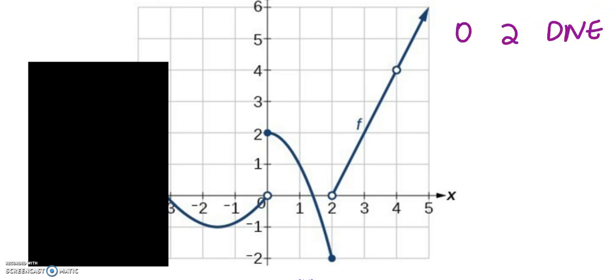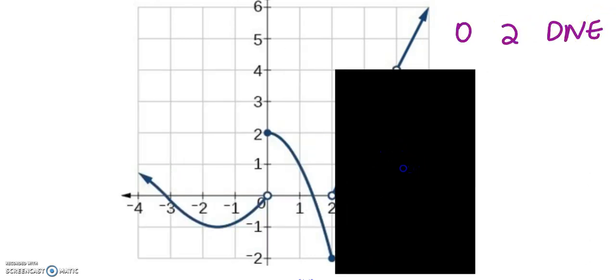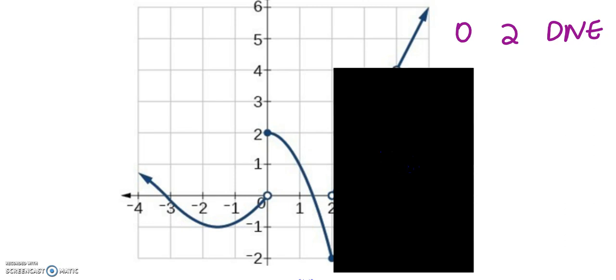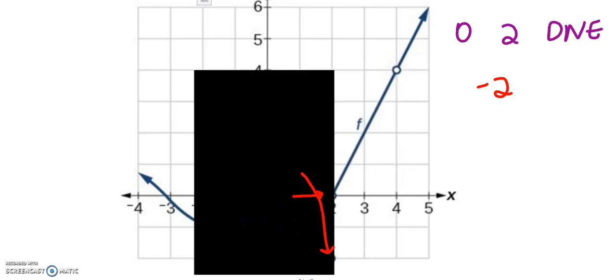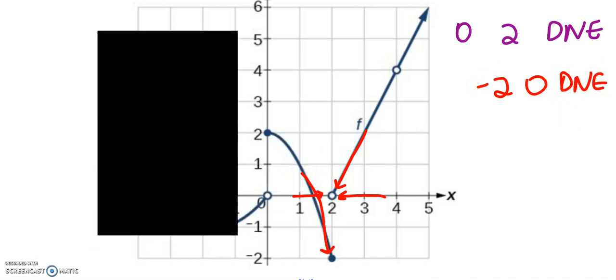The next one's the limit as x goes to 2 from the left. So I'm going to cover up everything from the right. And I'm going to trace as x goes to 2, what are my y's doing? My y's are going to -2. If I move this, as my x goes to 2 from the right, what are my y's doing? They're going to 0. And because the left side does not equal the right side, the overall limit does not exist. You can see that you have a nice jump in your graph, just like you did at 0.